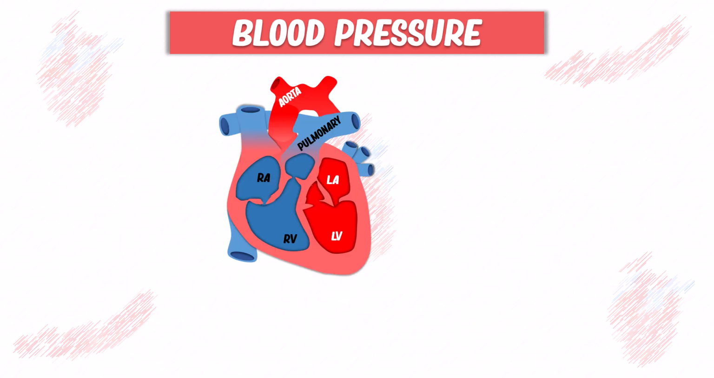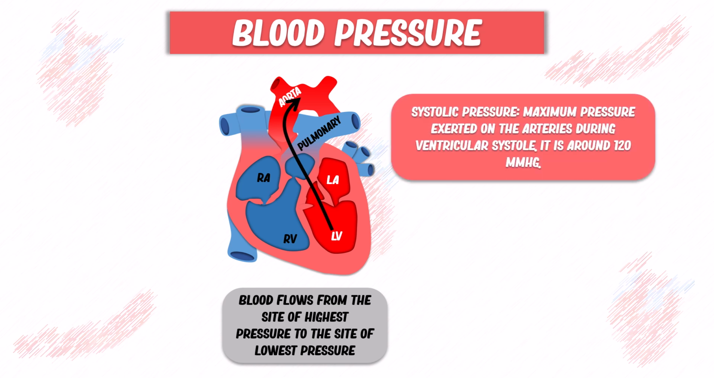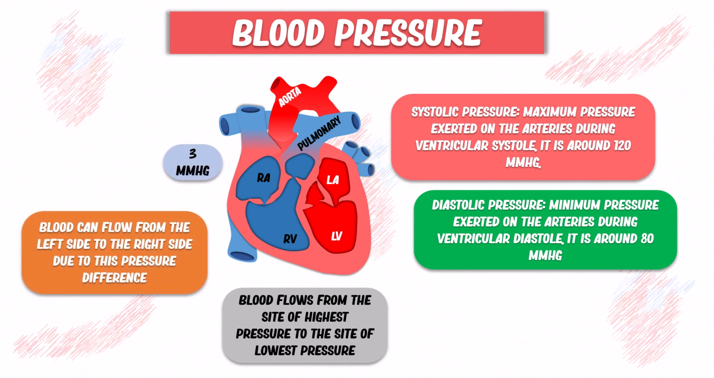For blood to flow from the left side of the heart to the right, there must be a pressure difference. The perfusion pressure generated by the left side is significantly higher than that of the right, ensuring blood flows from high to low pressure. Heart contraction is called systole, and relaxation is called diastole. When the left ventricle contracts, it ejects blood into the aorta, stretching the vessel and creating systolic pressure, typically around 120 millimeters of mercury. During diastole, when the heart relaxes and blood leaves the aorta, the pressure drops to a minimum, known as diastolic pressure, usually around 80 millimeters of mercury. By the time blood reaches the vena cava, the pressure is about 3 millimeters of mercury.